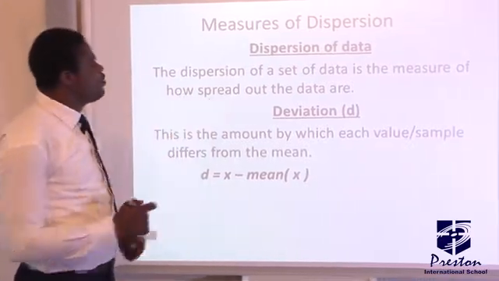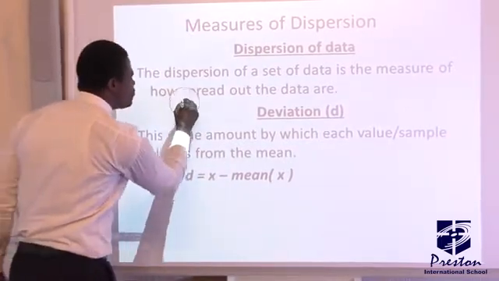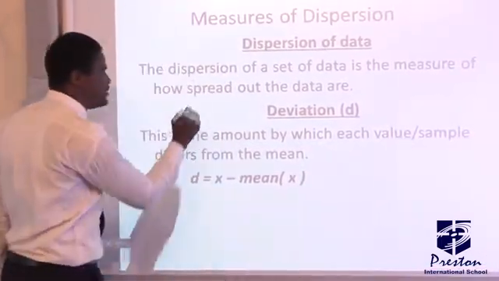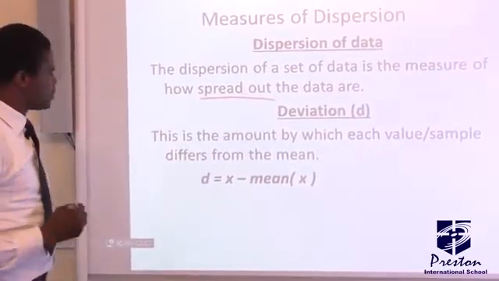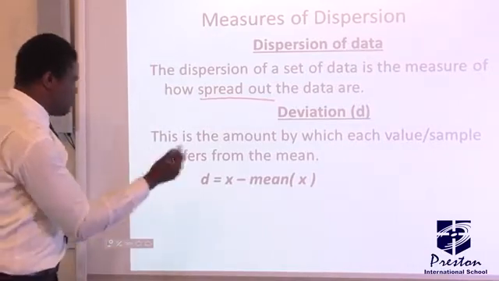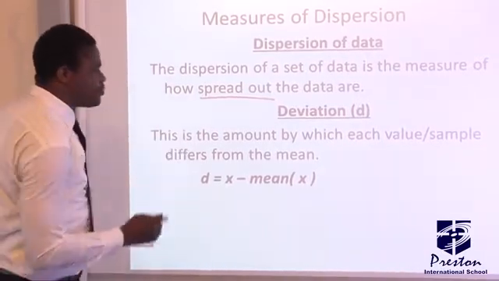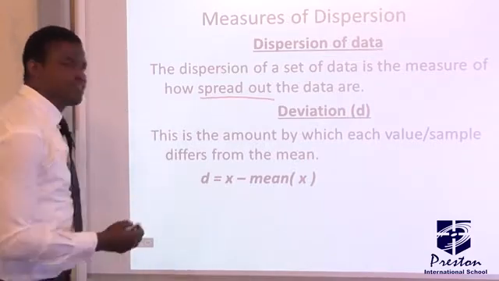Now, to start with, what do we mean by dispersion of data? The dispersion of a set of data is the measure of how spread out, take note of this, how spread out the data are. Now, after that, we have deviation. The deviation is the amount by which each sample or value differs from the mean.